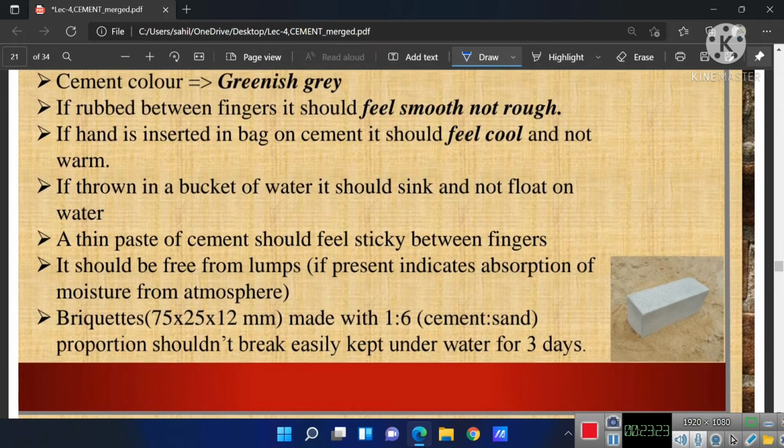Now, a briquette, that is this picture you can see, of size 75 by 25 by 12 millimeter, made with 1:6 cement sand ratio, that is 1 part of cement and 6 parts of sand, should not break easily. It must be kept under water for 3 days and should not break.